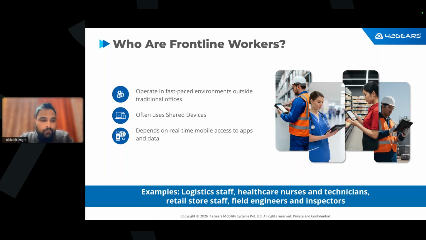That is, from 9 to 5, person A would be using it. For example, then from 6 to 8, another person would be using it. And it depends on real-time mobile access to applications and data. Just as examples, logistics staff, healthcare nurses and technicians, retail store staff, field engineers and inspectors, these are all our frontline workers.